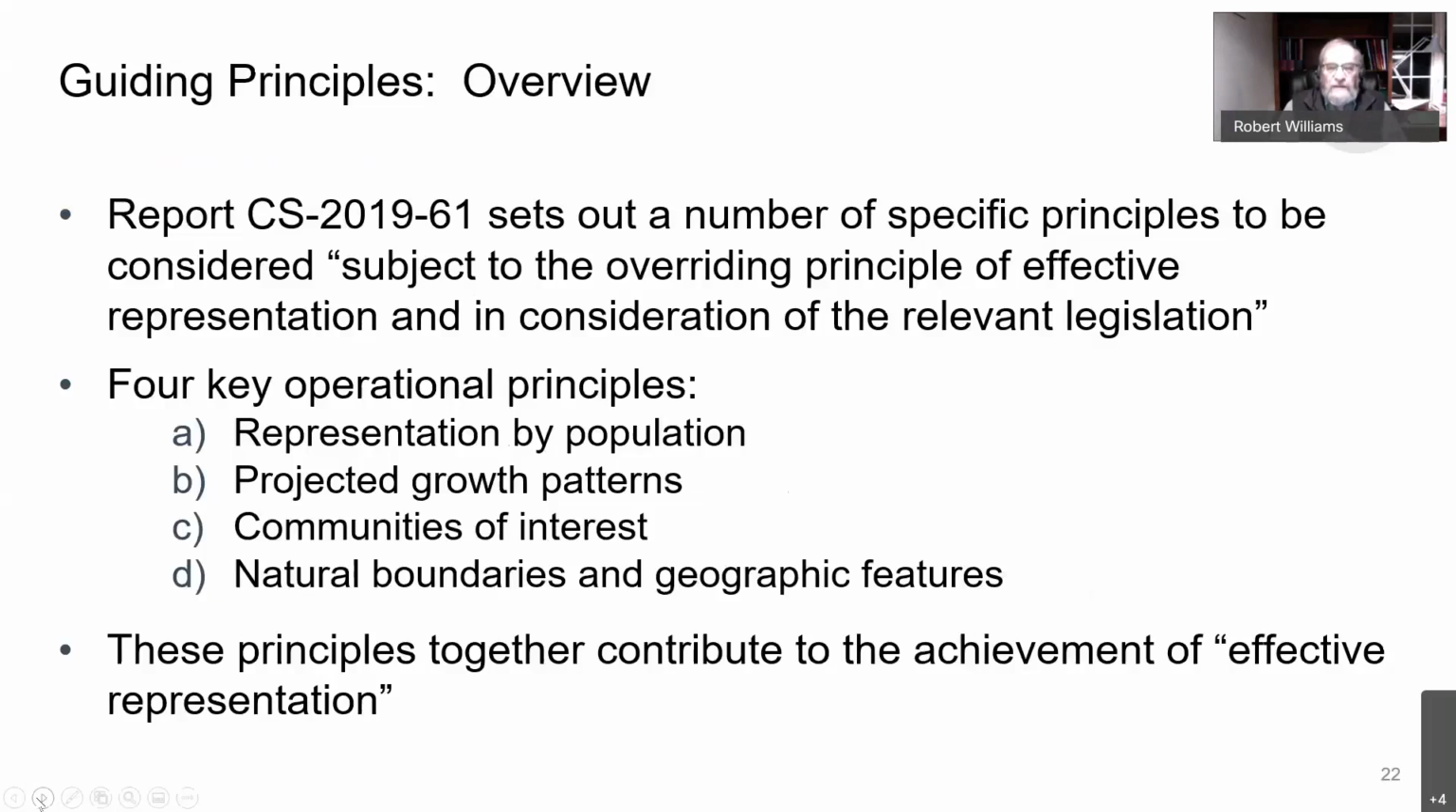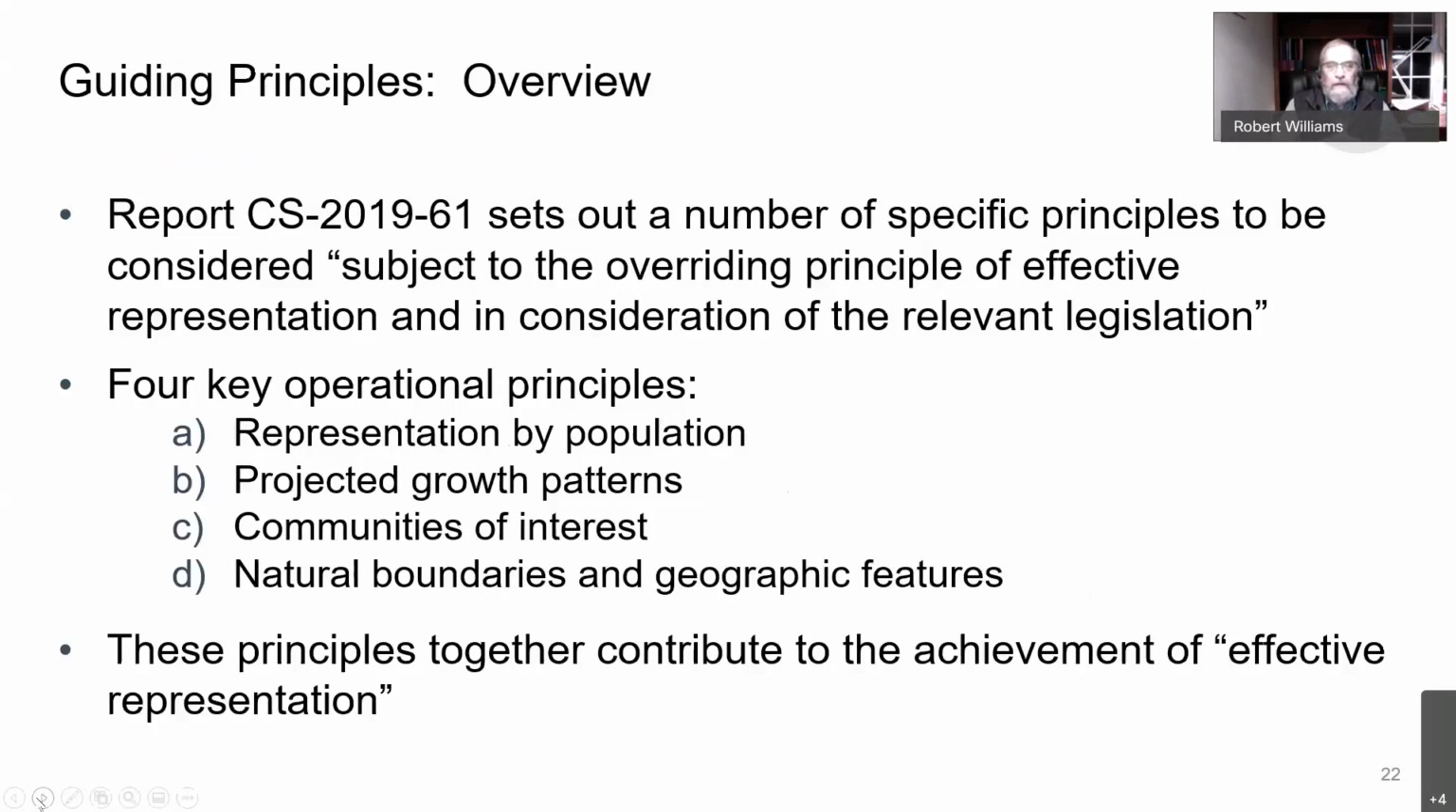We're also being asked to consider projected growth patterns. As David indicated, under Places to Grow, Guelph is a designated growth community, and there will be growth across the city, but probably concentrated in some parts more than others. So we need to look at where that's going to happen. The third principle is another very important one, but much less easy to measure. It's easy to identify perhaps, but not to measure. That is communities of interest.